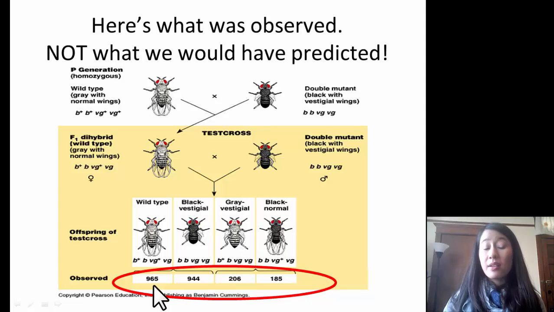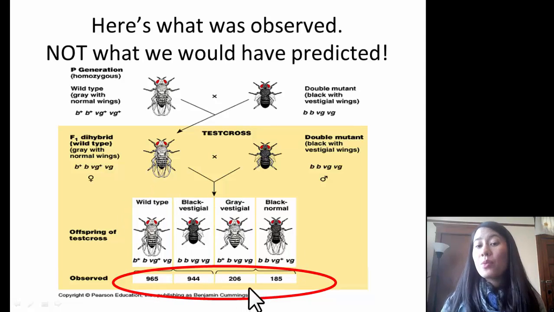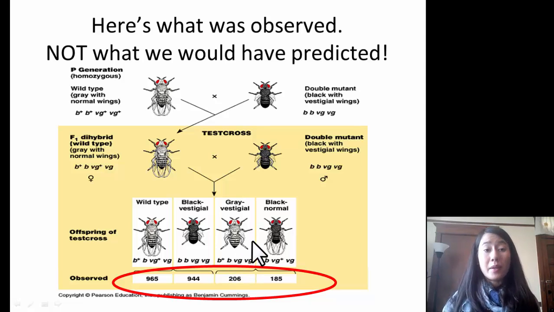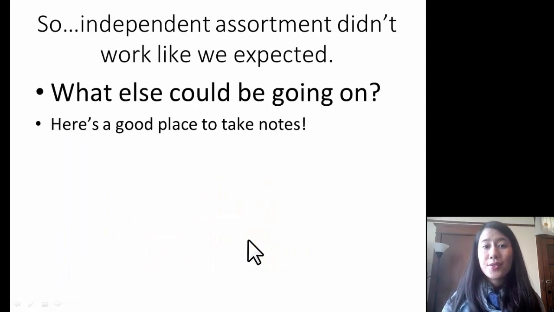You can see that right here, 965 and 944 of the double wild types and double mutants, and over here, around 200 of 1 mutant and 1 wild type. So what is going on? Why is independent assortment not working like we would have expected? So here's a good place to take notes.